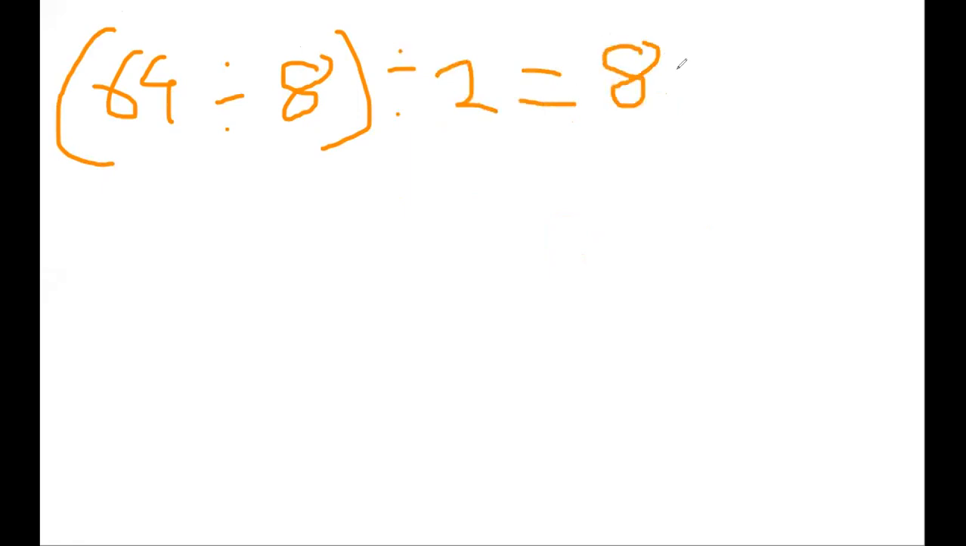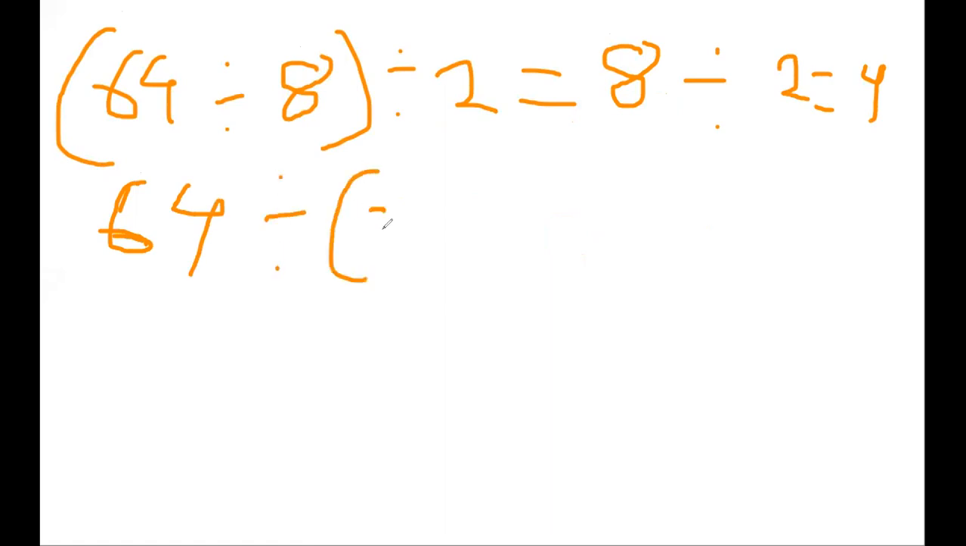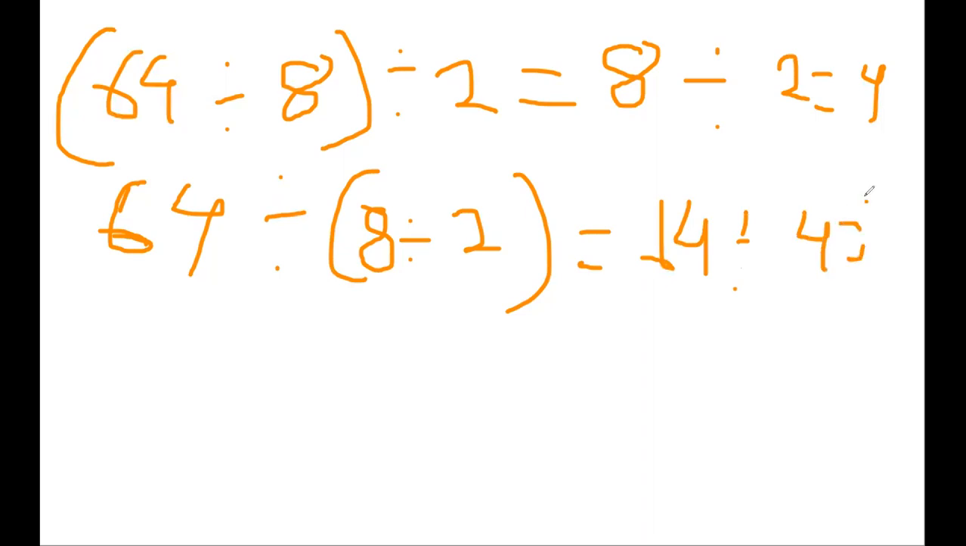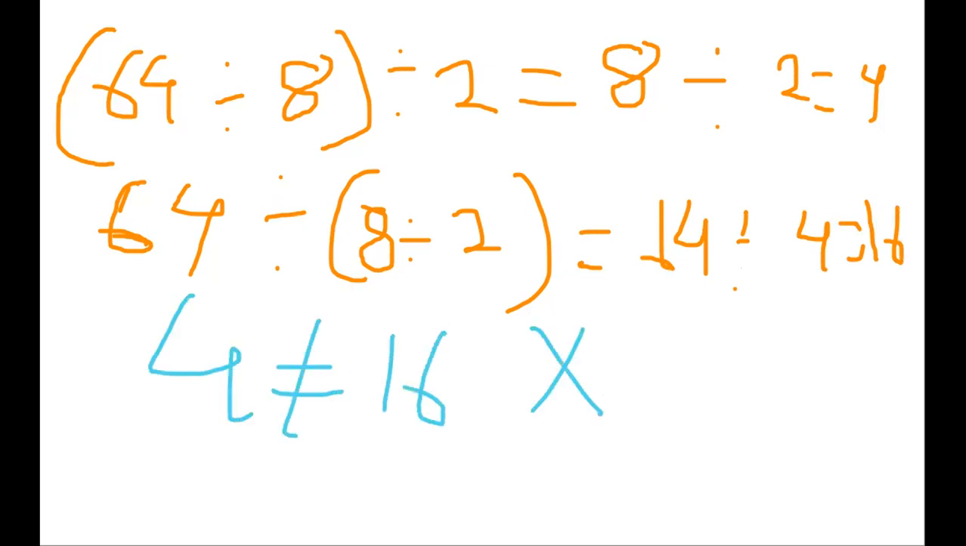64 divided by 8, kept in the bracket, divided by 2 is 8 divided by 2, which is 4. Now if we have 64 divided by 8 divided by 2, which is 64 divided by 4, which is 16, which is again not possible. 4 and 16 are not the same. So again, it's not possible.